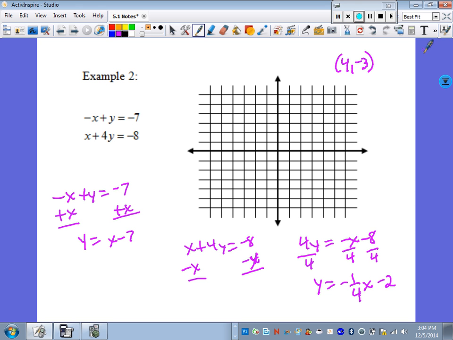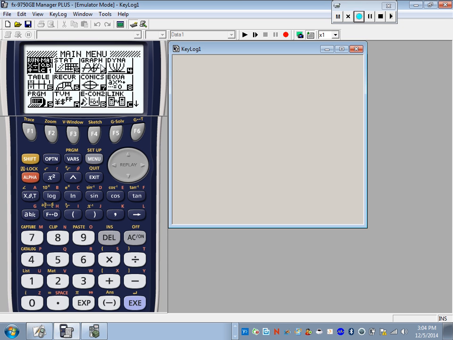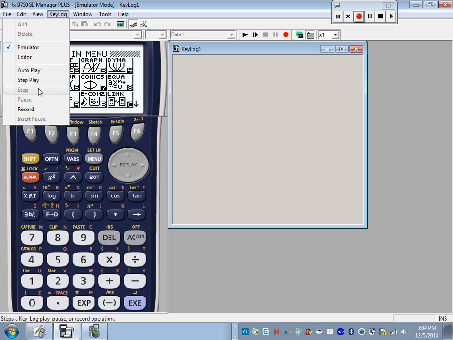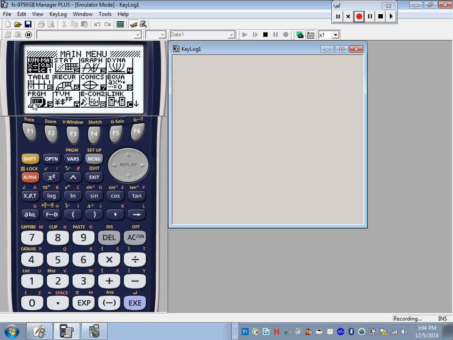Now I would like to show you on the Casio. We're going to do the exact same problem, just to make sure everybody knows how to use their calculator. If you have something different, please let me know. Okay, and then I'm going to record on here so you can see my keys, what I'm hitting.